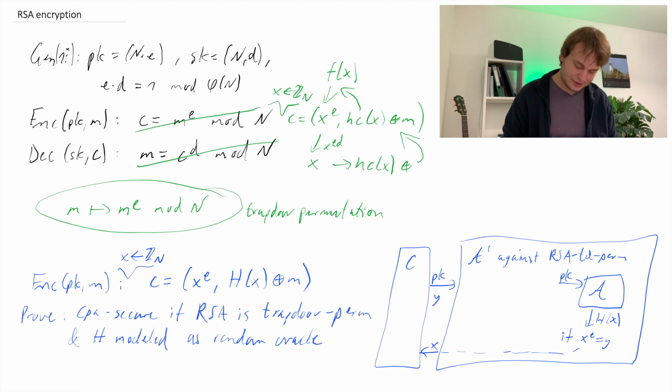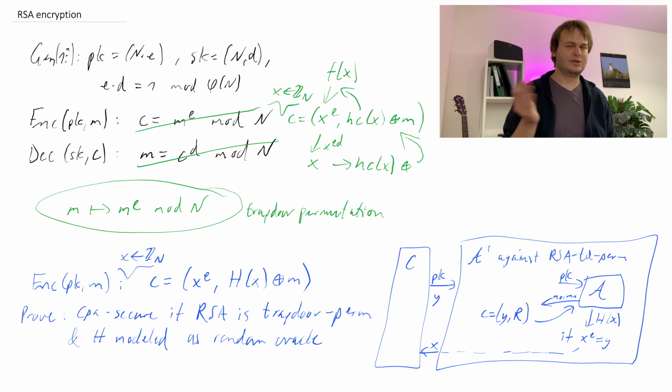A also outputs two messages. And we need to generate an encryption for it. So what encryption do we generate for the challenge ciphertext for A? Yes, so we use the y from our challenger because that's what we're hoping the adversary will try to invert, right? And we just put some random value into the second component. Just choose it uniformly at random. And well, at the end, A outputs a bit, but we don't actually care about this bit.